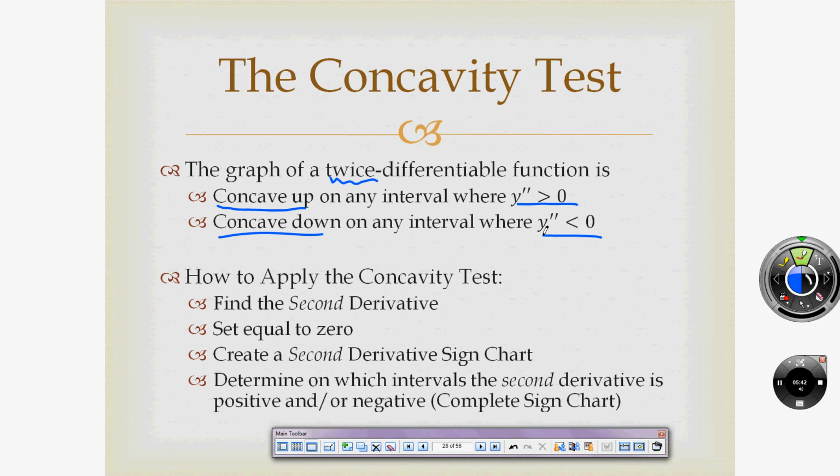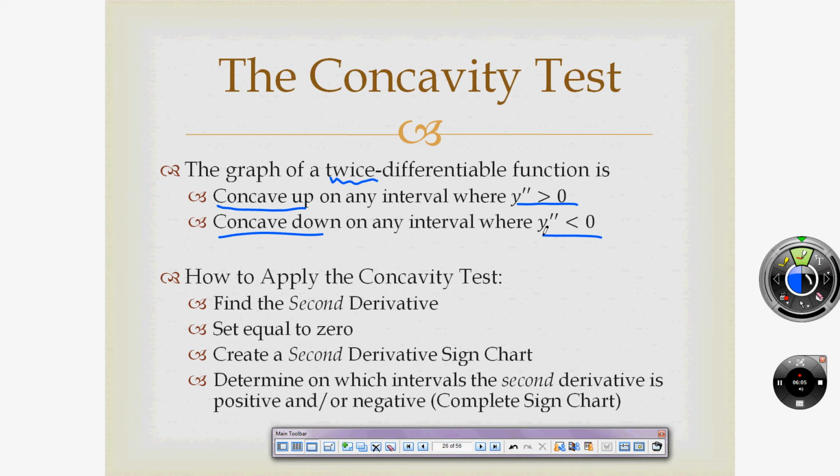So here's how you're going to apply this concavity test that we're talking about here. You're going to need to find the second derivative. So that's different than the first derivative test, because we actually need the second derivative now. You're going to set it equal to 0. That's the same as the first derivative test. We're always talking about setting it equal to 0. You're going to make a second derivative sign chart.